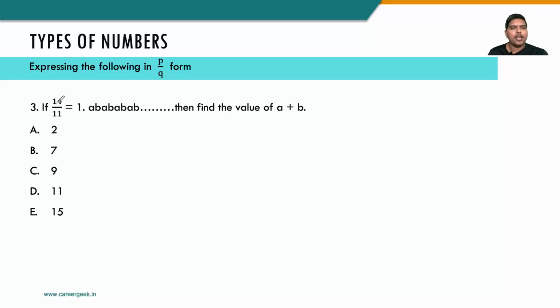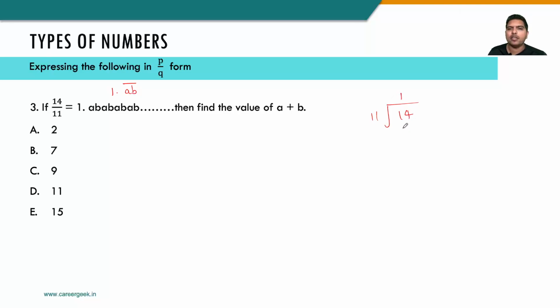If 14 upon 11 is equal to 1 point AB, AB, AB, so how can I write this? 1 point AB bar. Two digits are repeating. Then find the value of A plus B. Okay. So one way is we do the actual long division method, right? So that's a straightforward way.